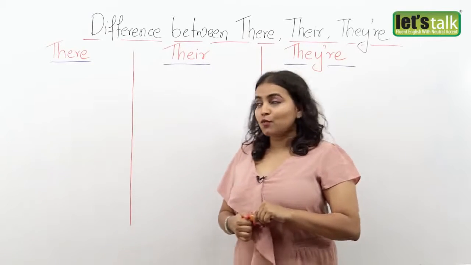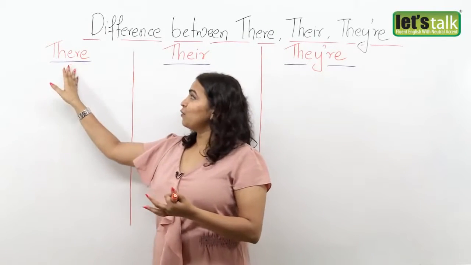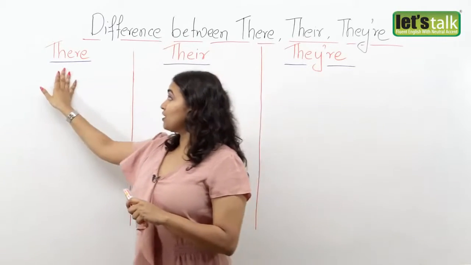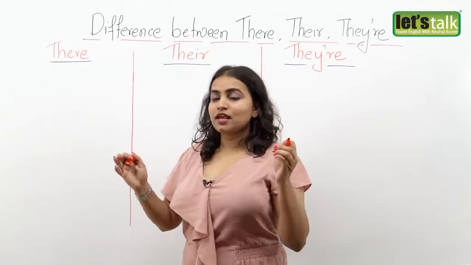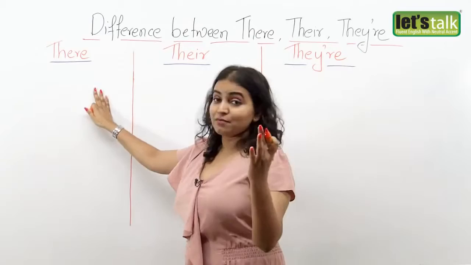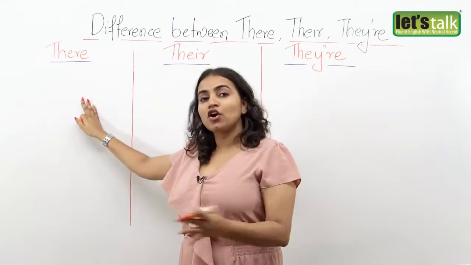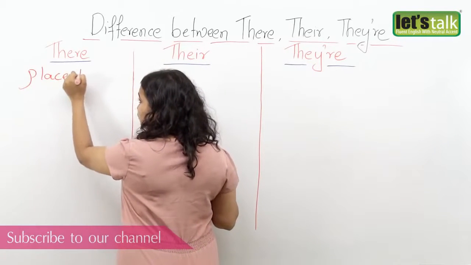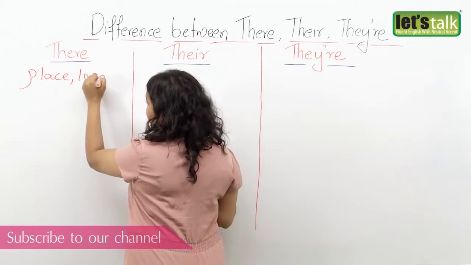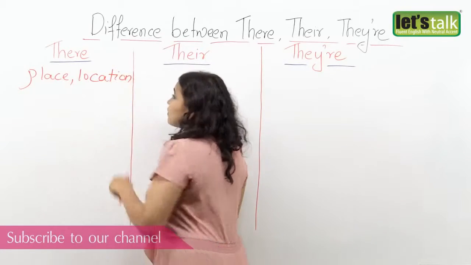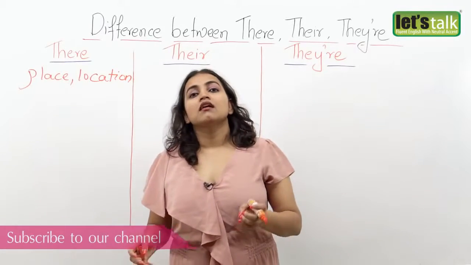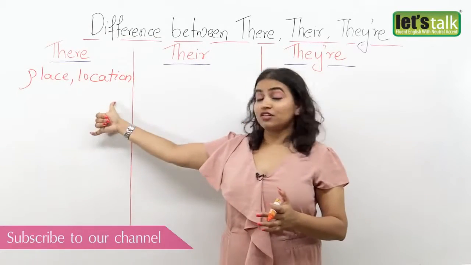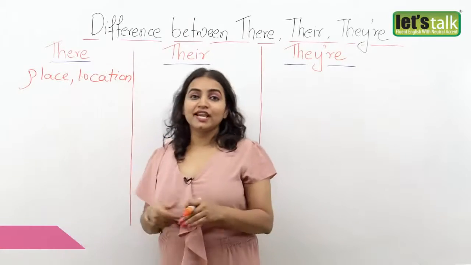So our first word is there, which spells T-H-E-R-E. Now to remember when you're going to use this word, always bear in mind that there, with T-H-E-R-E, talks about a place or a location. So whenever you are indicating that a thing or a person is at a particular place or a particular location, you use the word T-H-E-R-E.